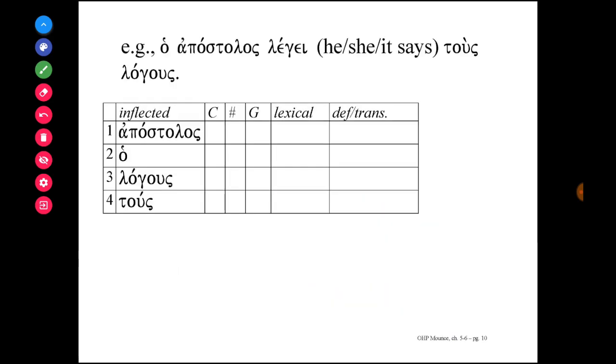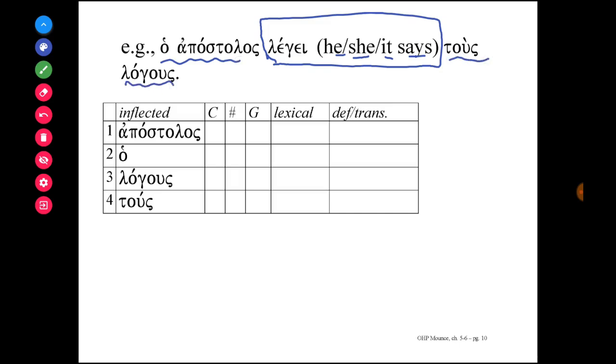And after you do the parsing exercises, you'll get your first translations. And the translations that you'll be asked to do are very simple. You haven't learned any verbs yet. So until you learn verbs, Mounce is just going to give it to you. So this is given. Lege here means he, she, it says. And he's going to give you that as part of the exercise. Your job is to translate this other stuff.